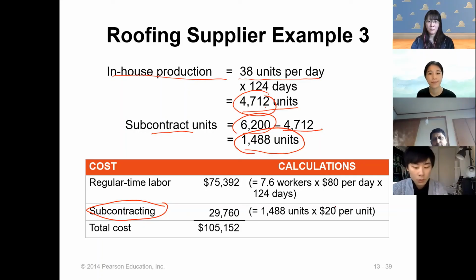There is a cost for subcontracting, $20. Your regular workers, you only use 7.6 workers times $80 per day times 184 days. So this will produce your second strategy total cost, which is the second strategy of subcontracting.